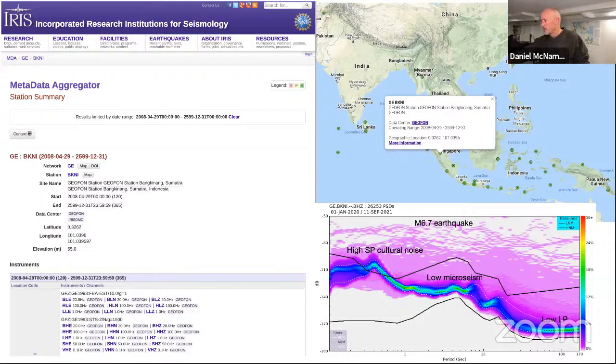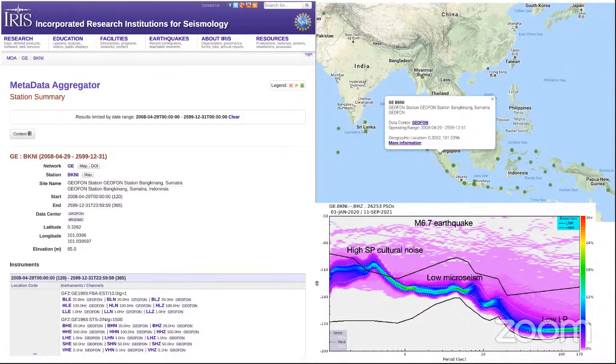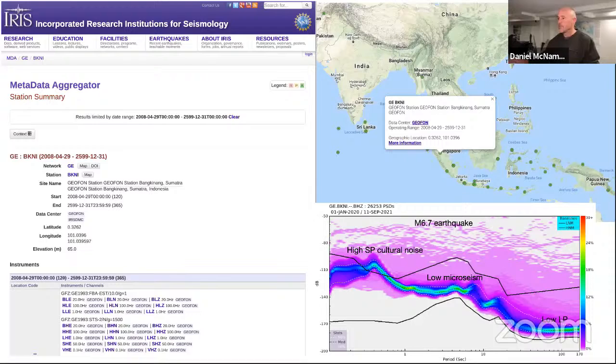You can see at periods of about 0.5 seconds that noise actually goes above the high noise model, which is fairly high. That will start to really impact your detection threshold for smaller magnitudes like magnitude 3 and 4 earthquakes. I've labeled an earthquake here on the PDF plot. There was a magnitude 6.7 in mid-April of 2021. And so you can see the PSD for that across the top. That's some of the highest powers in the PDF.